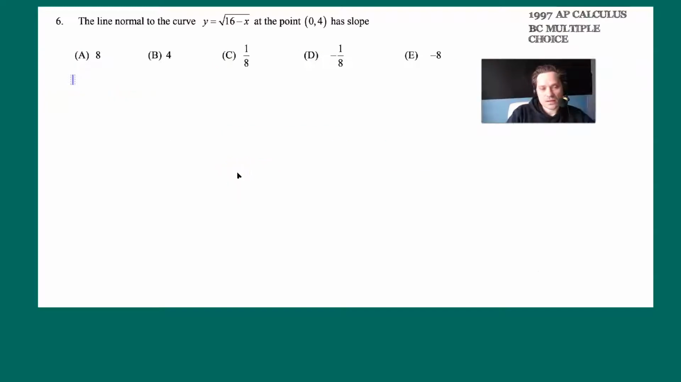Welcome friends, in this one, let's take a look at answering this question. The normal line to the slope y equals the square root of 16 minus x at the point (0, 4) has some slope. One of those values. This is from the 1997 AP Calculus BC test.